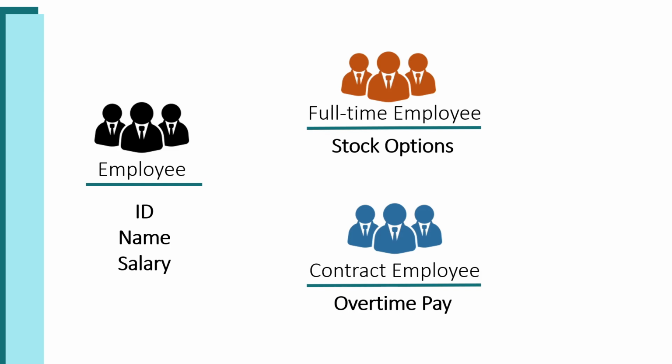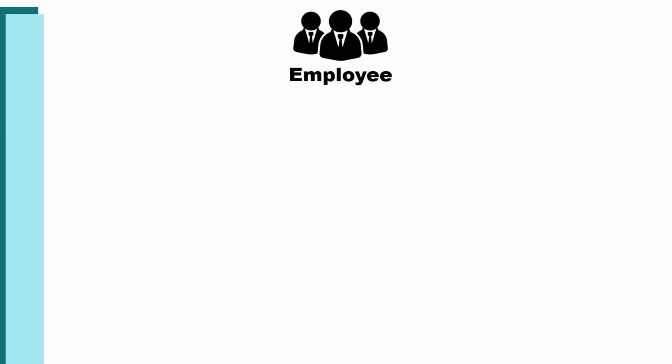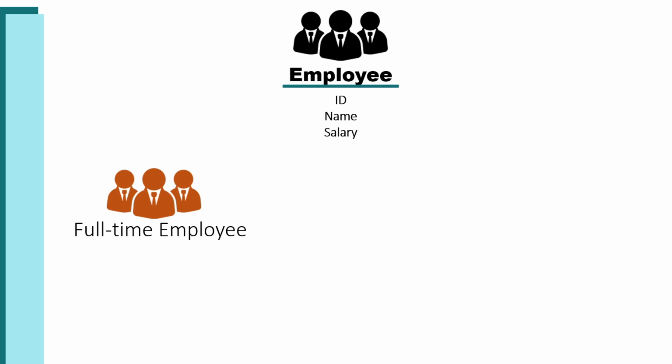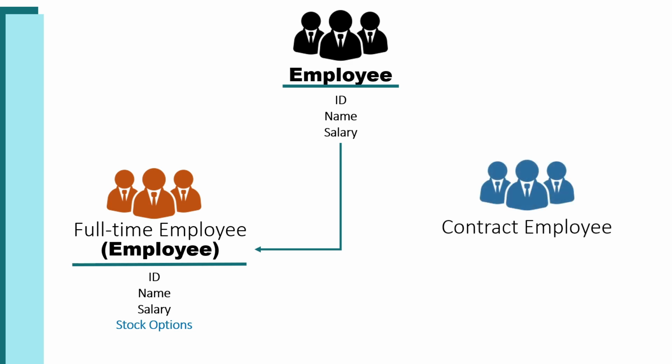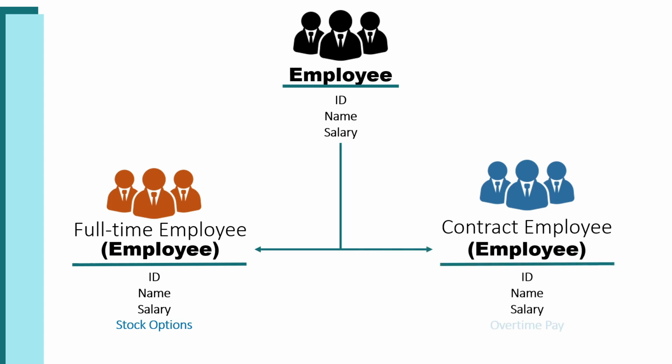If we are going to model this scenario using a single class, it could get messy. What we can do is create an employee class that contains the similar attributes across all the employees. Next, we can create another class for full-time employees that inherits from the employee class, so it can reuse the common attributes and create an additional attribute that represents the stock options. And then we can create another class for the contract employees that also inherits from the employee class and creates an additional attribute that represents the overtime pay.